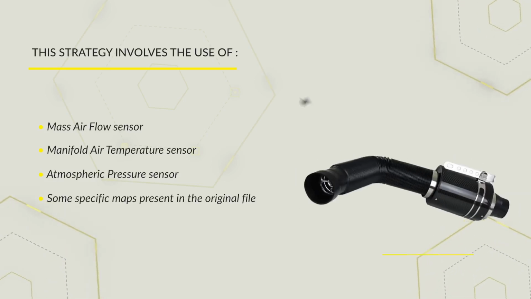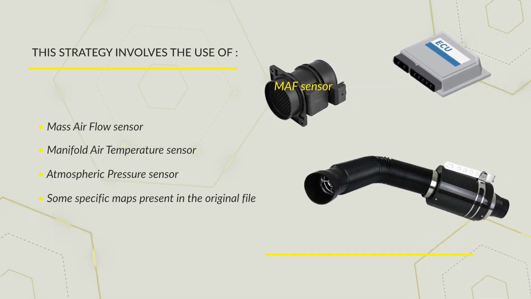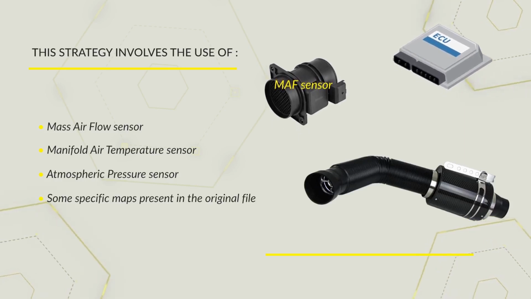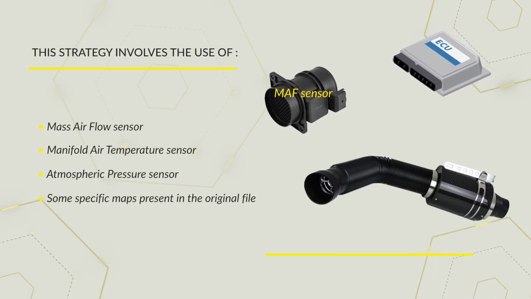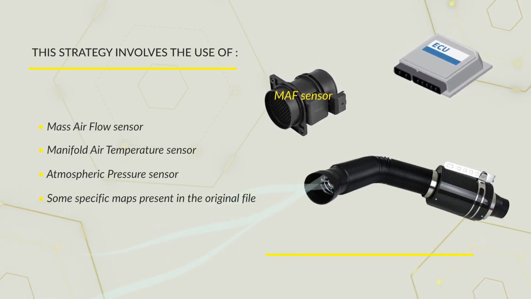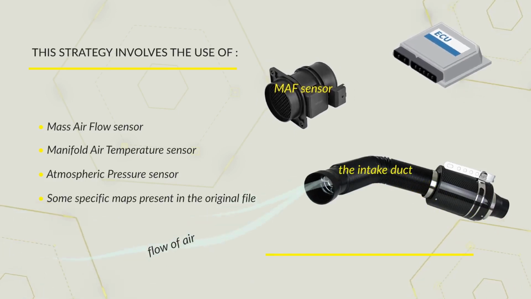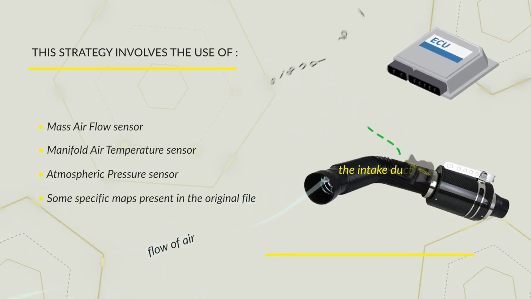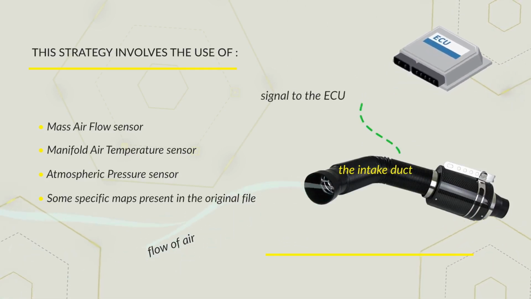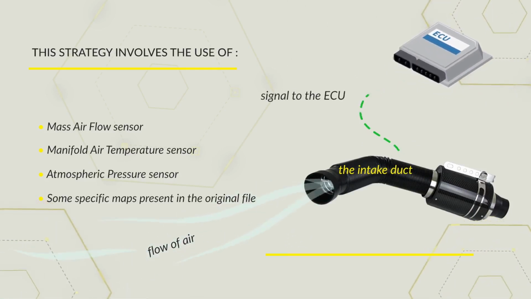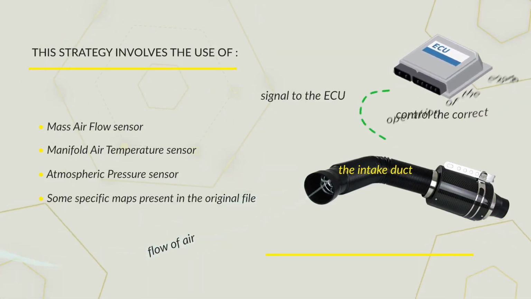Let's dig deeper into this very simple strategy and see how to apply the formulas used by the ECU to control the main parameters and thus understand which maps to modify to increase performance on this type of system. Everything starts from the flow of air entering the intake duct, which is measured by the MAF sensor, which subsequently sends the signal to the engine control unit. The ECU, thanks to the values coming from the mass airflow sensor and various maps that indicate or predict the measured values, is able to control the correct operation of the engine.